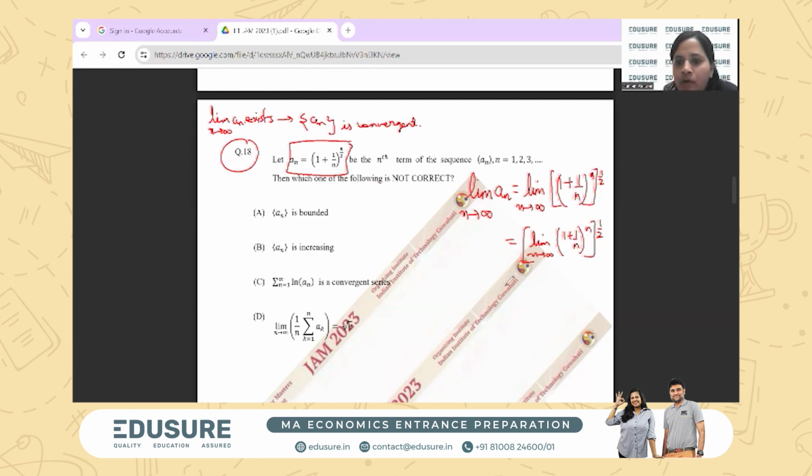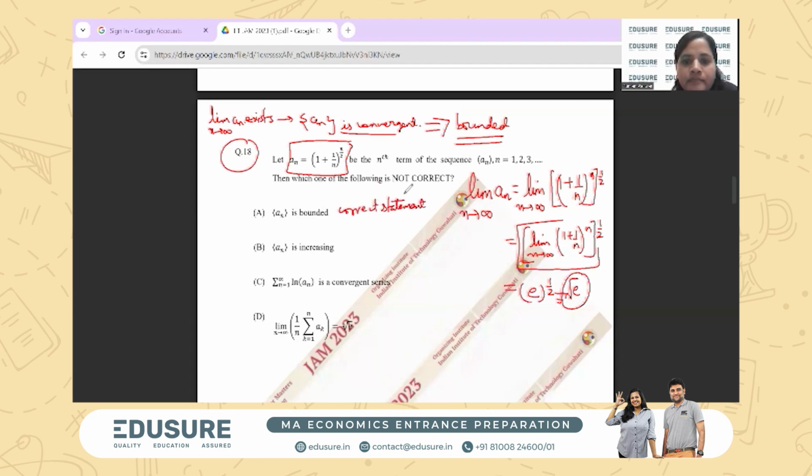Now this limit is the standard limit e, so e raised to the power half, which is root e. This is a finite number, so the limit exists and the sequence is convergent. If a sequence is convergent, it is automatically bounded. Every convergent sequence has to be bounded. So this is a correct statement, and statement A cannot be the answer.